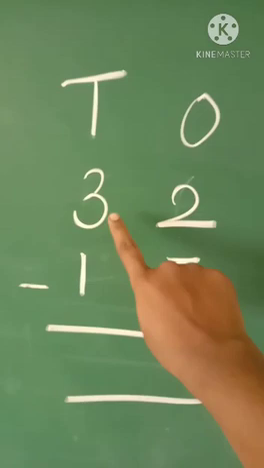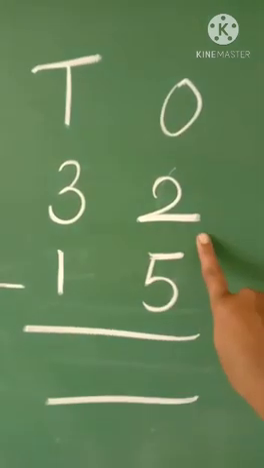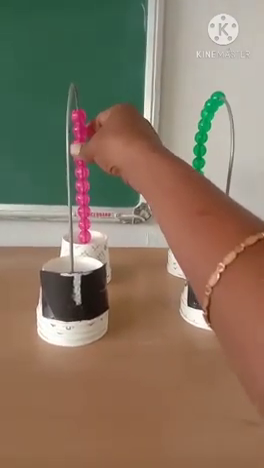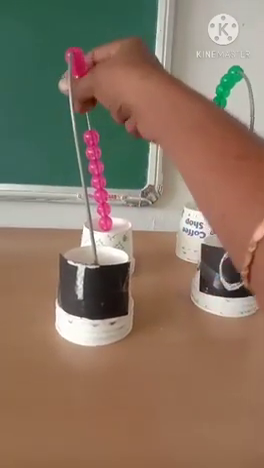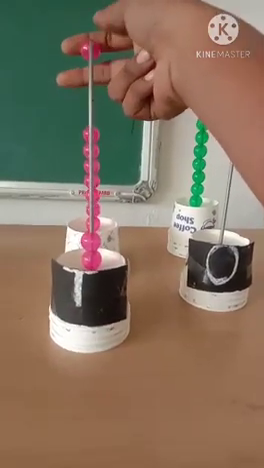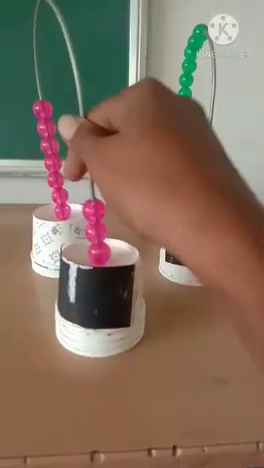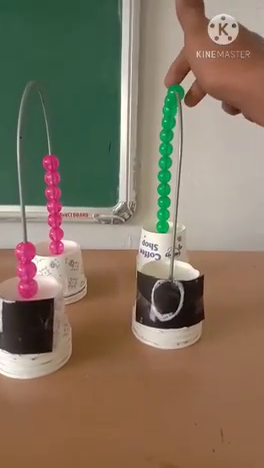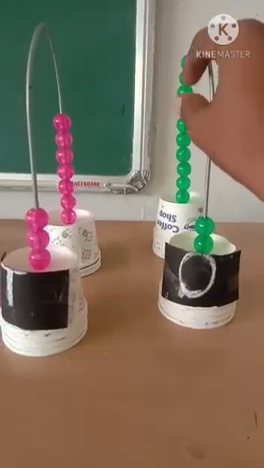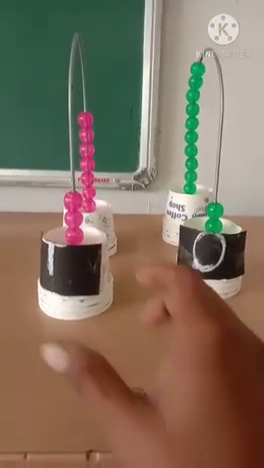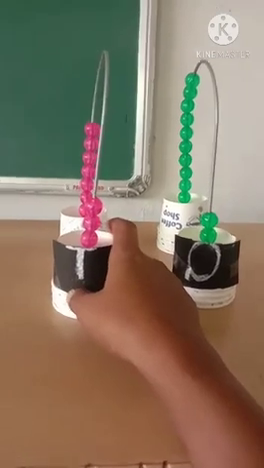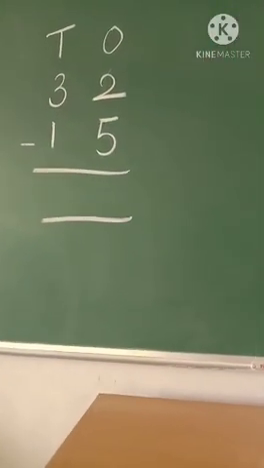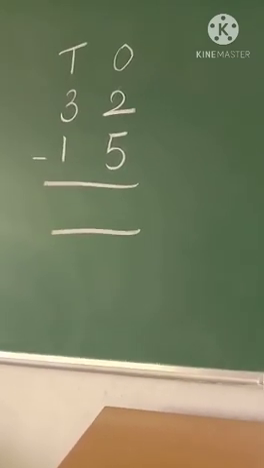Here, note down the number 3 in the tens place and 2 in the ones place. Now, 3 in the tens place: 1, 2 and 3. And 2 in the ones place: 1, 2. Children, now how to subtract 5 from 2? It is not possible to subtract.